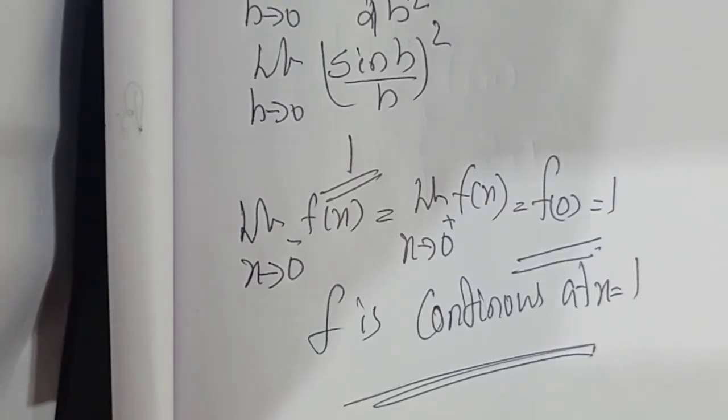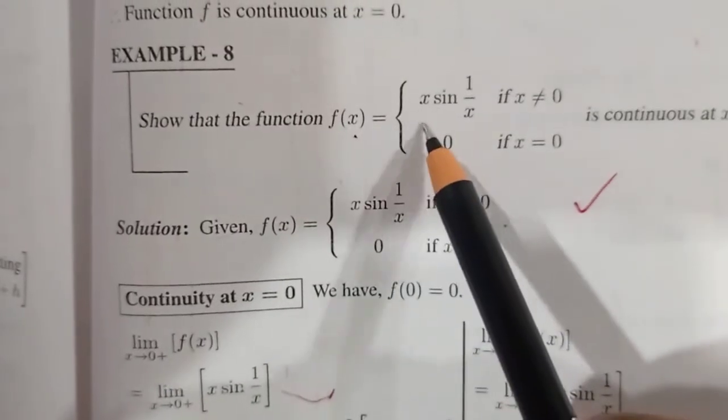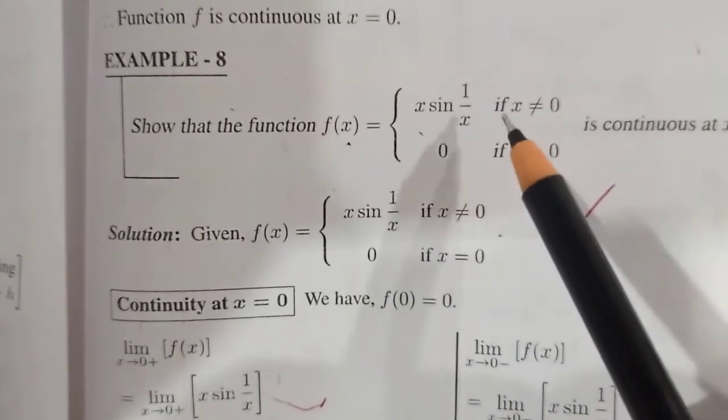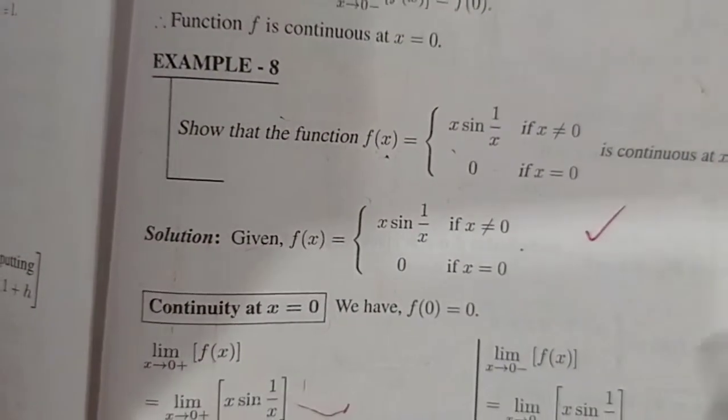Okay. Then you can copy this question from the board. Copy the question. Show that the function f(x) equal to x into sine 1 by x if x not equal to 0, equal to 0 if x equal to 0, is continuous at x equal to 0.